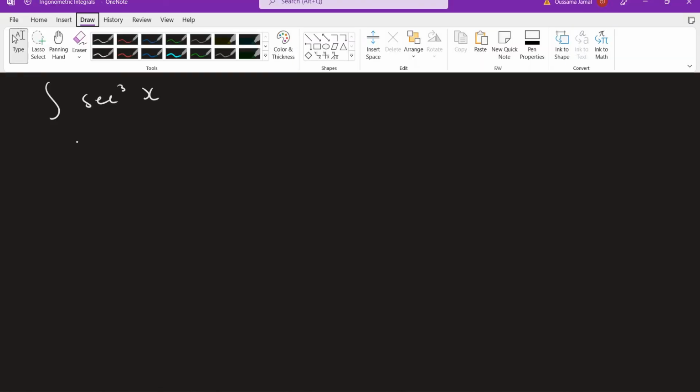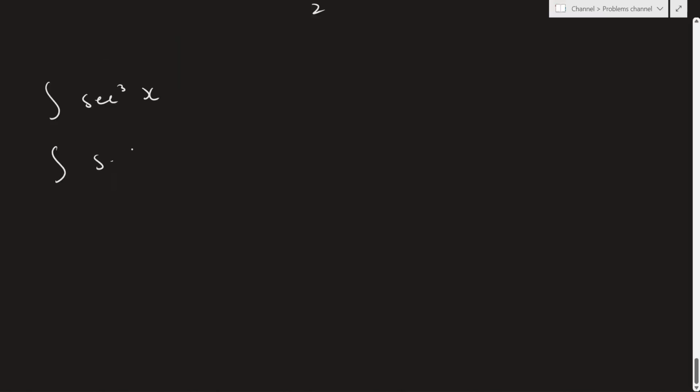So the first thing I'll do is I'll split it: secant squared times secant. Now if we choose this to be changed to 1 plus tan squared, later it's going to be really tough when we choose u. Because if you choose u to be secant or tan, it's going to keep getting tougher and tougher. So what I'll do is I'll use integration by parts.